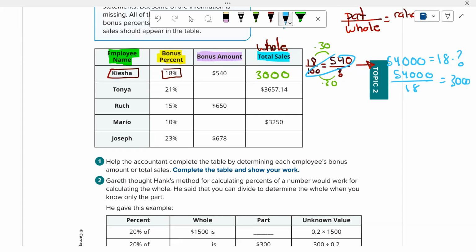So it's actually 3,000. There you go. That's Keisha's, the red one. So for Tonya, we'll do blue. Notice what they gave me. They gave me 21%. So what do we know? I'm going to write it over here. 21 over 100, we set up as a proportion. We're missing the bonus amount. That's the part. We have the whole, though, but we're missing part of it. This is the whole. So the whole is at the denominator, 3657.14. That's why we learned part to whole to part, all that junk.